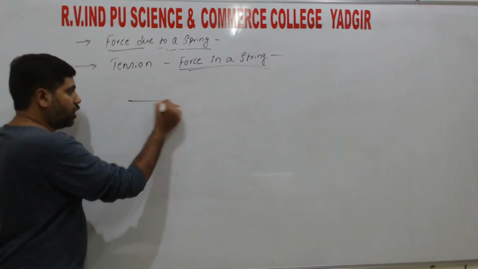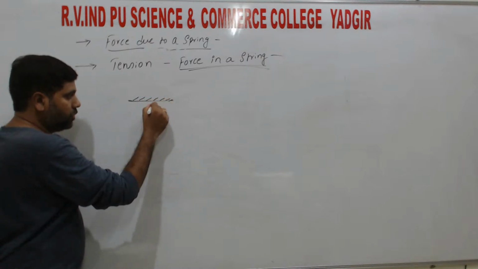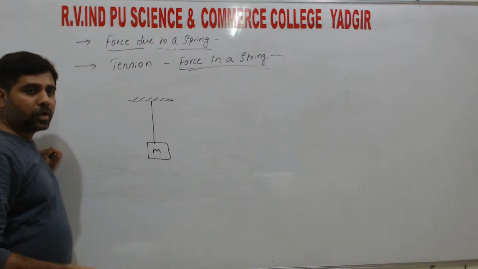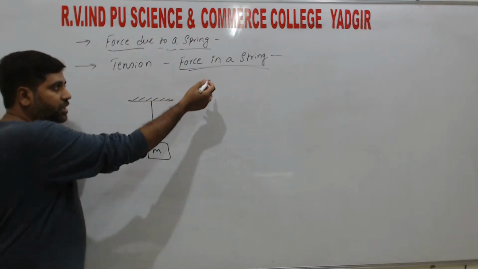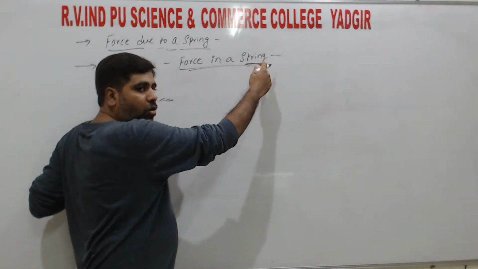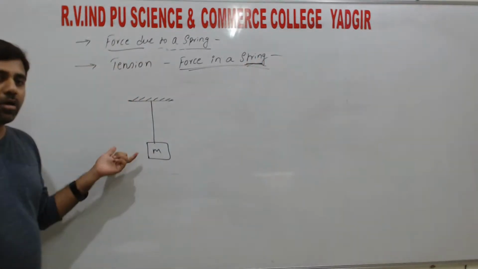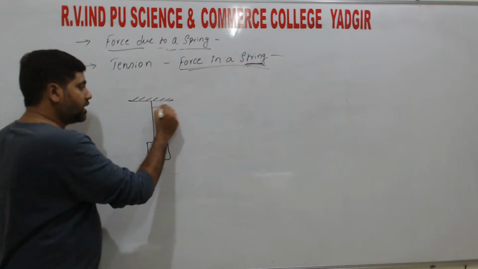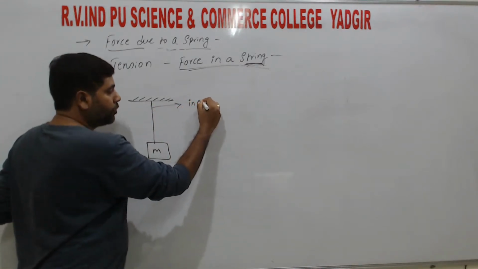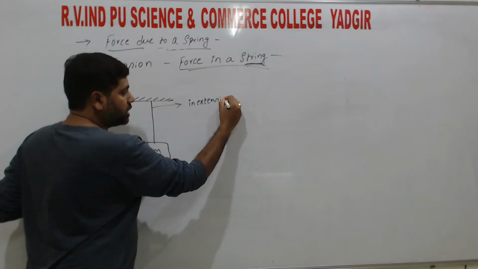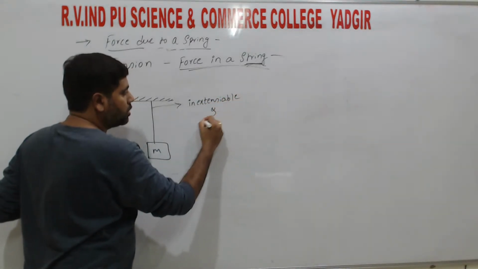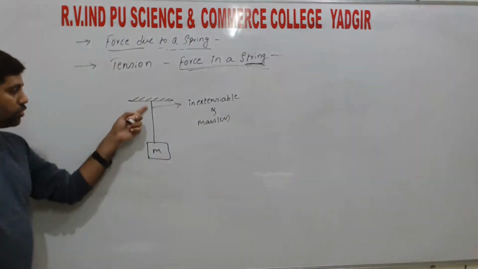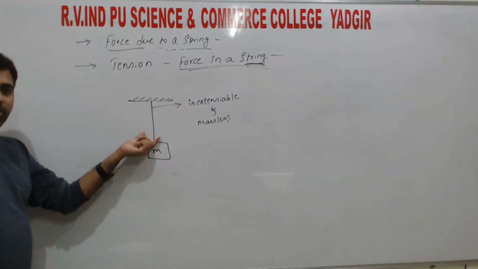If we suspend an object of heavier mass m, the string is nothing but either a thread or a metal. It may be anything, and that we call a string. So this string is inextensible and massless. It does not have any mass, that means it has negligible mass.